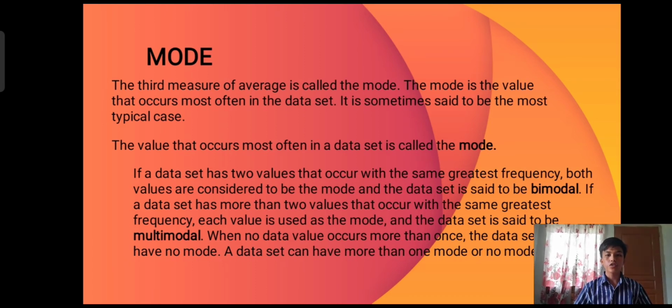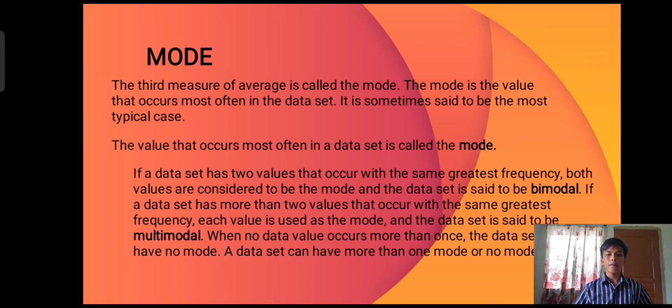Mode. Okay, that's correct. If a data set has two values that occur with the same greatest frequency, both values are considered to be the mode, and the data set is said to be bimodal. If a data set has more than two values that occur with the same greatest frequency, each value is used as the mode, and the data set is said to be multimodal. When no data value occurs more than once, the data set is said to have no mode. A data set can have more than one mode or no mode at all.